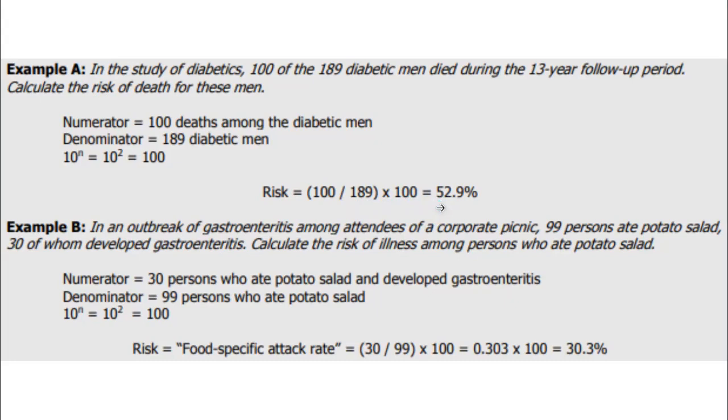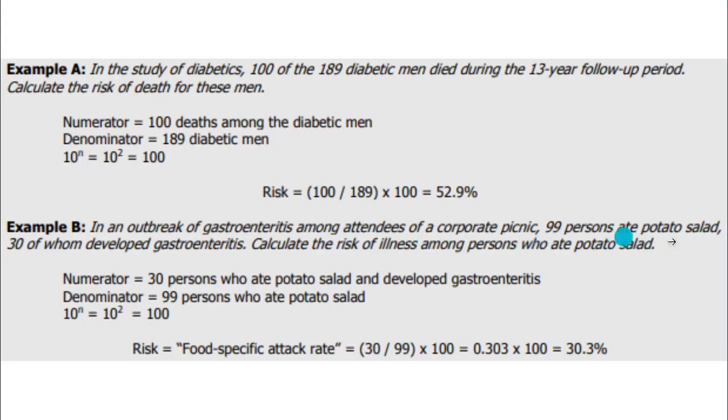52.9%. Another example: an outbreak of gastroenteritis, which means inflammation or infection in your GI tract, among attendees of a corporate picnic.